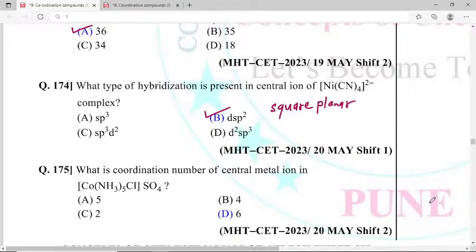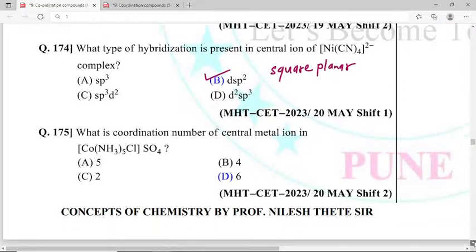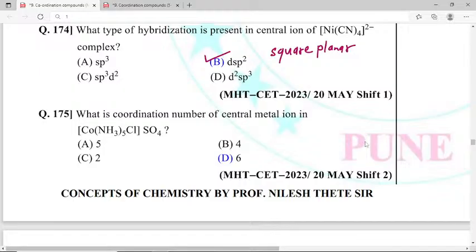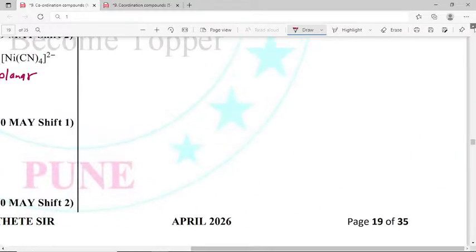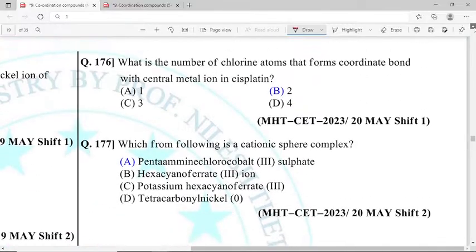What is the coordination number of the central metal ion in Co(NH3)5Cl SO4? So the coordination number is 5 and 1, so this is 6. The number of donor groups is called the coordination number.